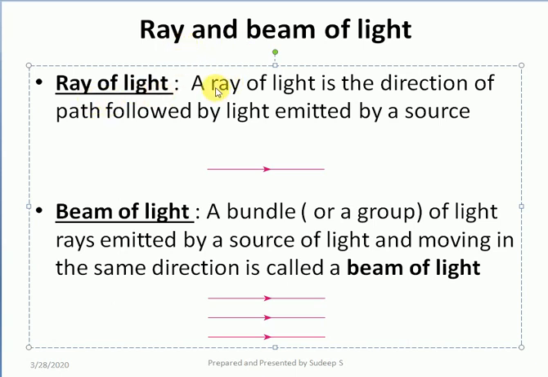So, a ray of light is the direction of path followed by light emitted by a source. It is represented by a straight line with an arrowhead showing the direction in which it is traveling.